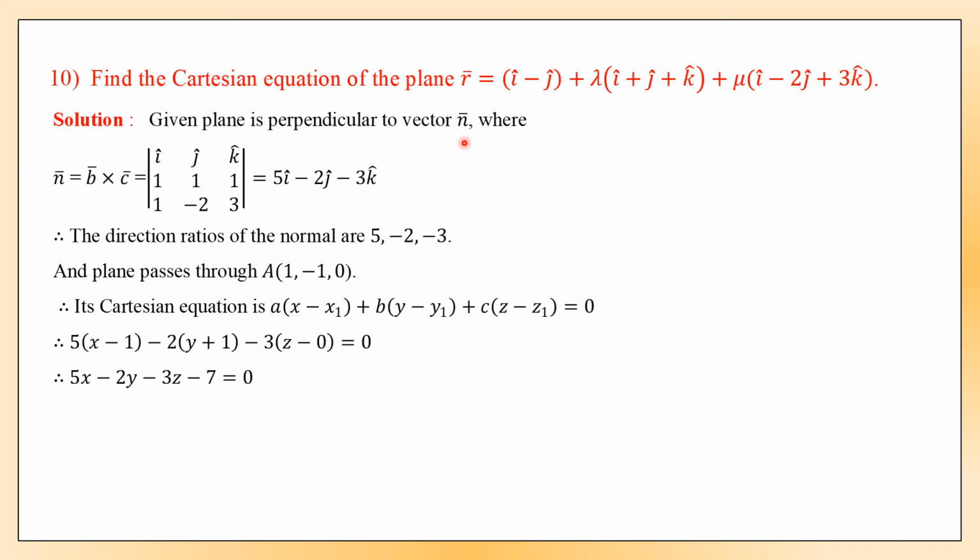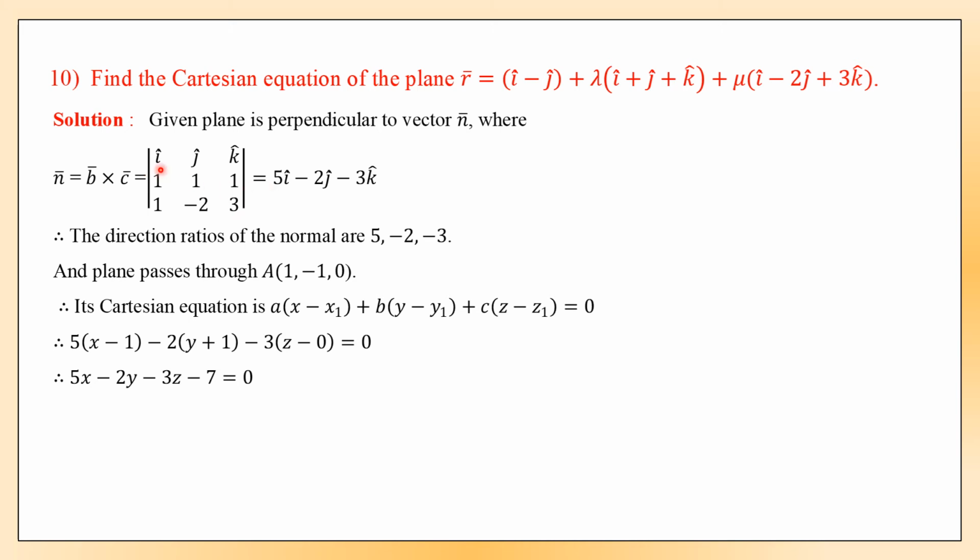Solution. The given plane is perpendicular to the vector n vector, where we know that this is the vector b vector and this vector is c vector. Formula is r vector equal to a vector plus lambda b vector plus mu c vector. B and c are parallel vectors to the plane. Take their cross product, then we get the perpendicular vector, that is n vector, which is the normal to the plane. Hence n vector equals b vector cross c vector equals, first row is i j k, then the coefficients of b vector are 1 1 1, then the coefficients of i j k in c vector are 1 minus 2 3.